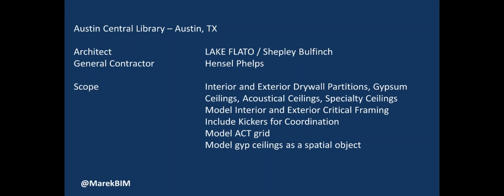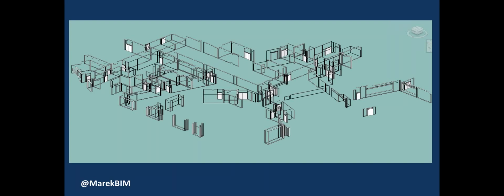We're involved in every aspect, and we're involved sitting with the architect, the owners, the general contractors, and all the trades, working through the coordination process just like BIM was meant to. Now, Austin Central Library is the main focus of my case study. It's a 6-story library in Austin, Texas. We had full scope interior framing, exterior framing, ceilings, specialty ceilings, and we modeled strictly critical framing is all we were required to model on this.